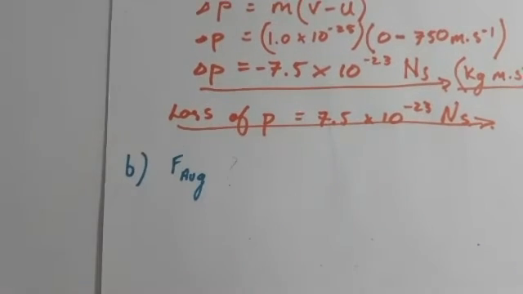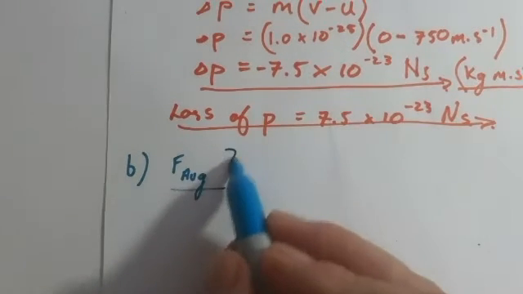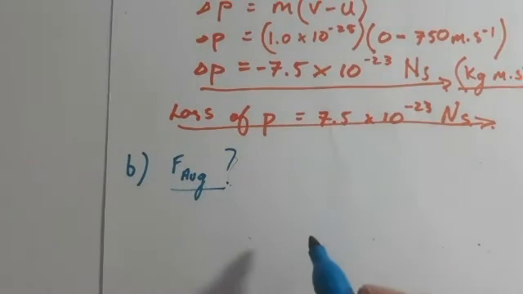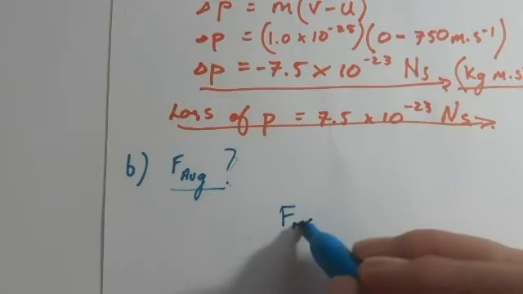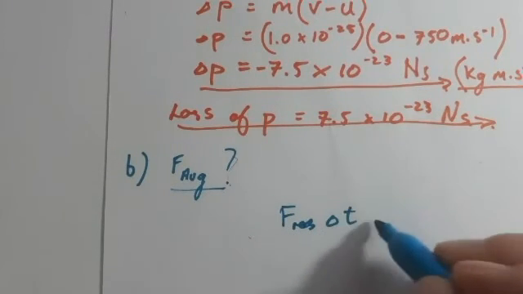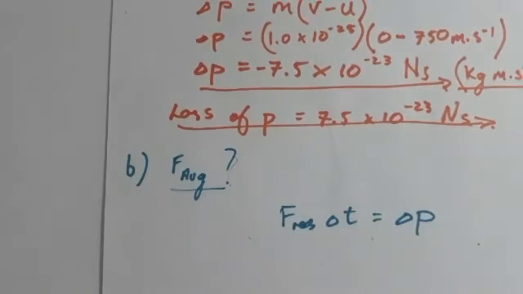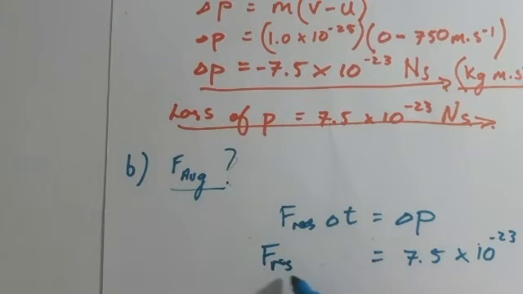Next: average force of the atoms on the surface. This is a weird question for me. If we look at the average force, the only way we can get this is if we say F res times delta t equals the change in momentum. We know what the change in momentum is. The change in momentum is 7.5 times 10 to the power negative 23. We want the resultant.